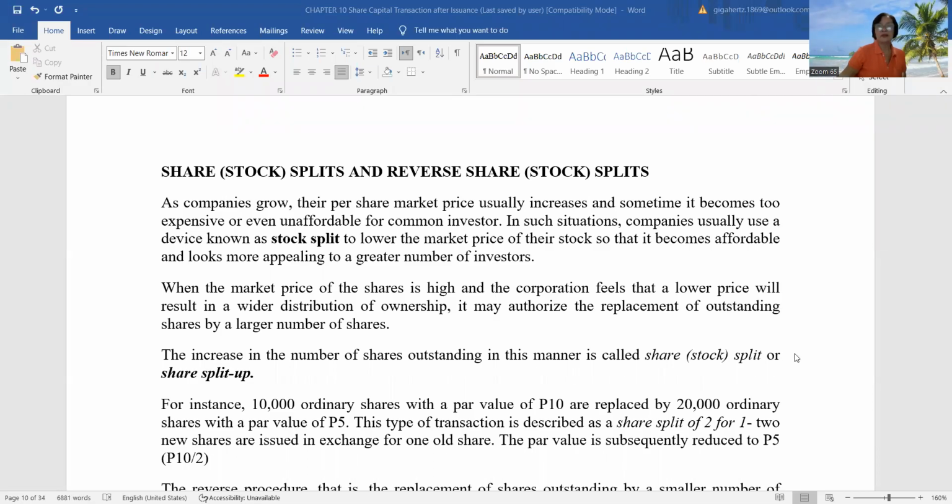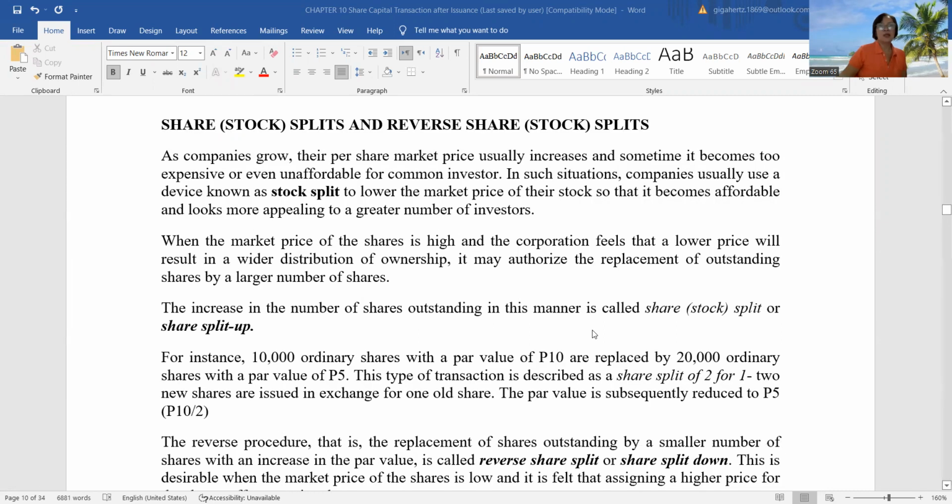Okay, good day everyone. We're now going to discuss stock splits and reverse share splits. As companies grow, their fair share market price usually increases. Sometimes it becomes too expensive or even unaffordable for the common investor. In such situations, companies usually use a device known as a stock split to lower the market price of their stock so that it becomes affordable and looks more appealing to a greater number of investors.